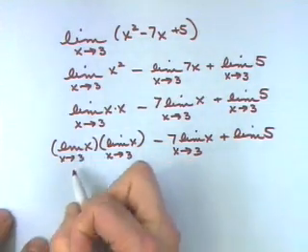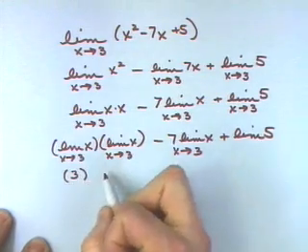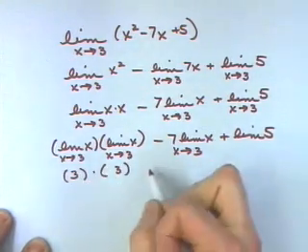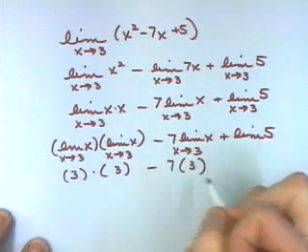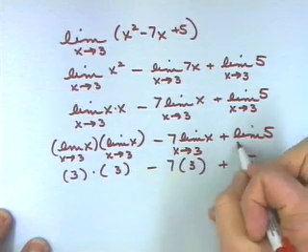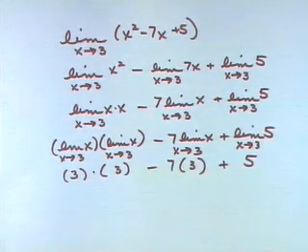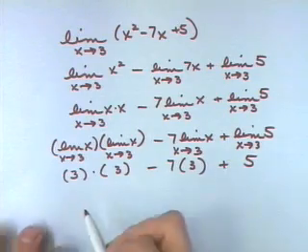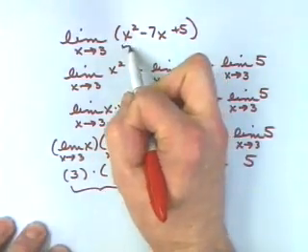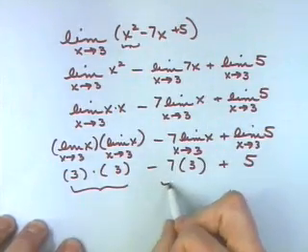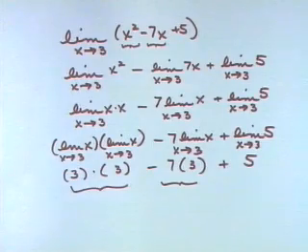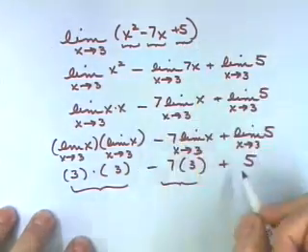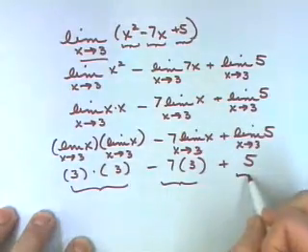The limit of x as x approaches 3, the limit of x as x approaches 3, we take their product. 7 times the limit of x as x approaches 3. And the limit of a constant as x approaches whatever you so choose is that constant. So if you look at what we have here, that's just 3 squared, right? Minus 7 times 3, well, that's minus 7 times what x is approaching anyway. And we've got a 5, which is unaffected by whatever x is doing.